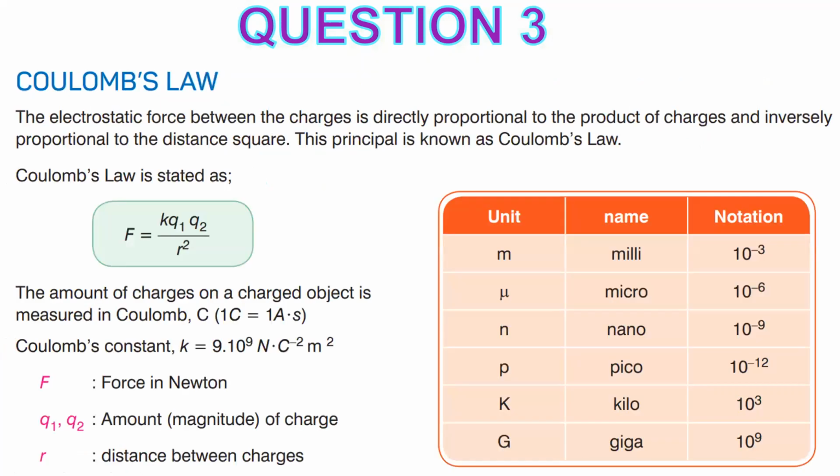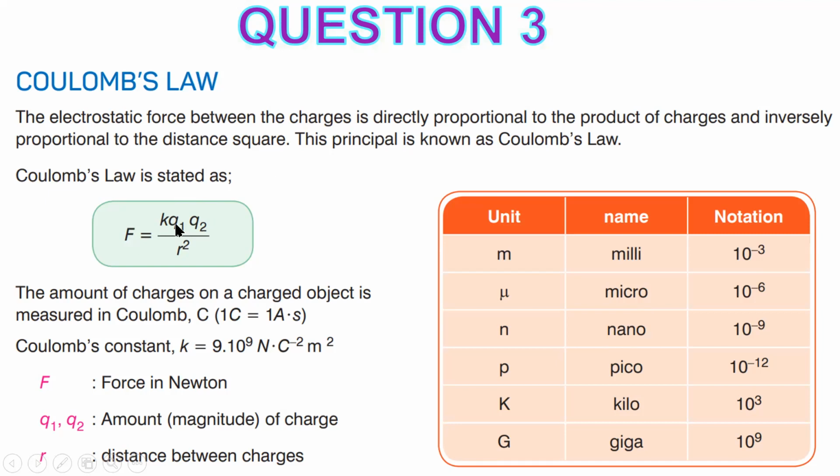The electrostatic force between charges is directly proportional to the product of charges and inversely proportional to the distance squared. So this principle is known as Coulomb's law. This is our answer, but we add just some extra information here. So this first sentence is our answer. From this formula, you can get, this is our answer, first sentence, but let's explain more.